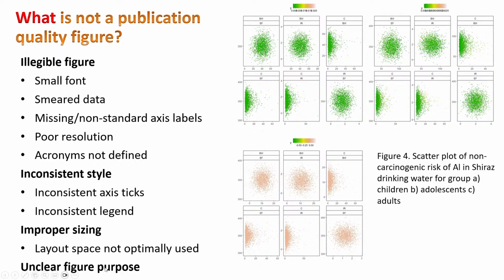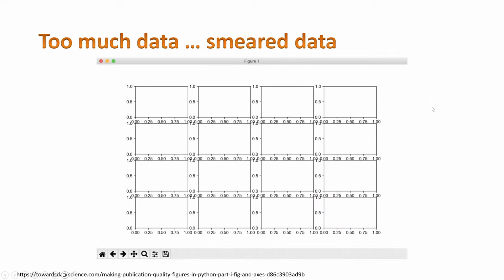So unclear figure purpose. That's the most critical thing. I don't know what this is about. Yeah, unclear figure purpose. So let's look here. This is another example.